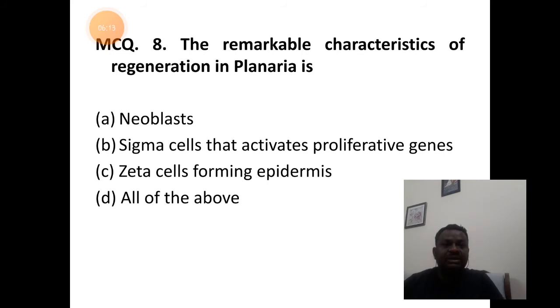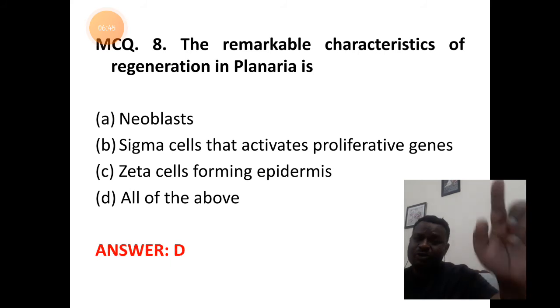Question 8. The remarkable characteristics of regeneration in Planaria is, what's the special feature of regeneration in Planaria? Presence of neoblasts, sigma cells that proliferate into the adult cell structures, or zeta cells that form the epidermis. D is all of the above. D is all of the above is correct because all the features are related to the regeneration of Planaria.